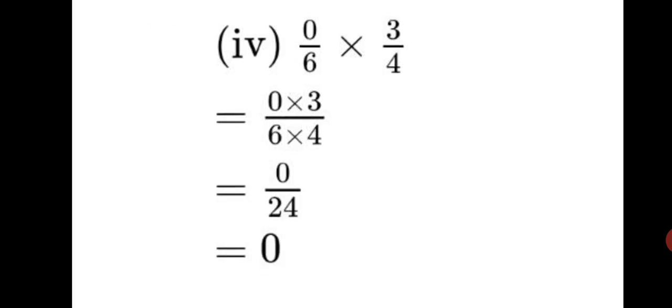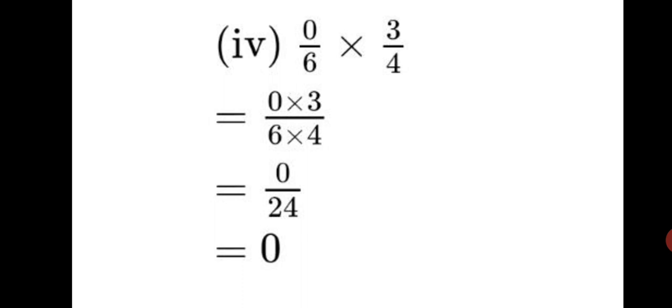0 upon 6 into 3 upon 4. Numerator into numerator, denominator into denominator. 0 into 3 is 3. 6 into 4 is 24. Sorry, 0 into 3 is 0, not 3. So 0 upon 24, you get the final answer 0.